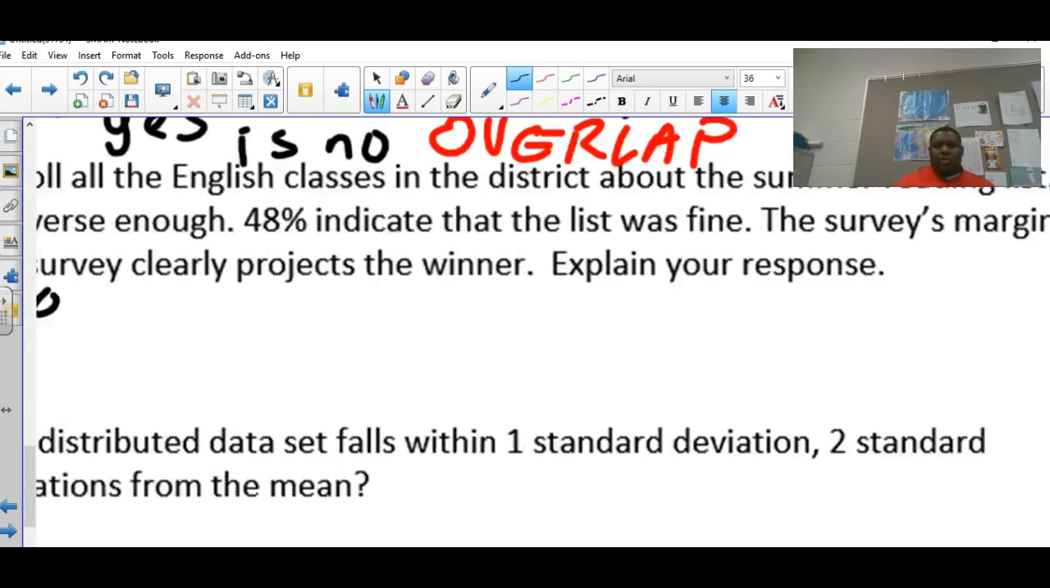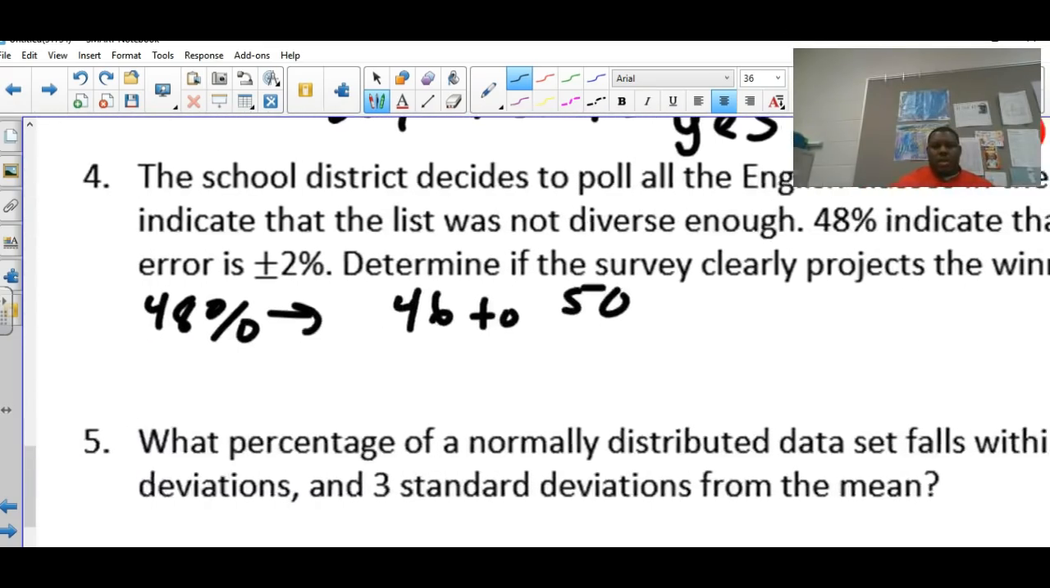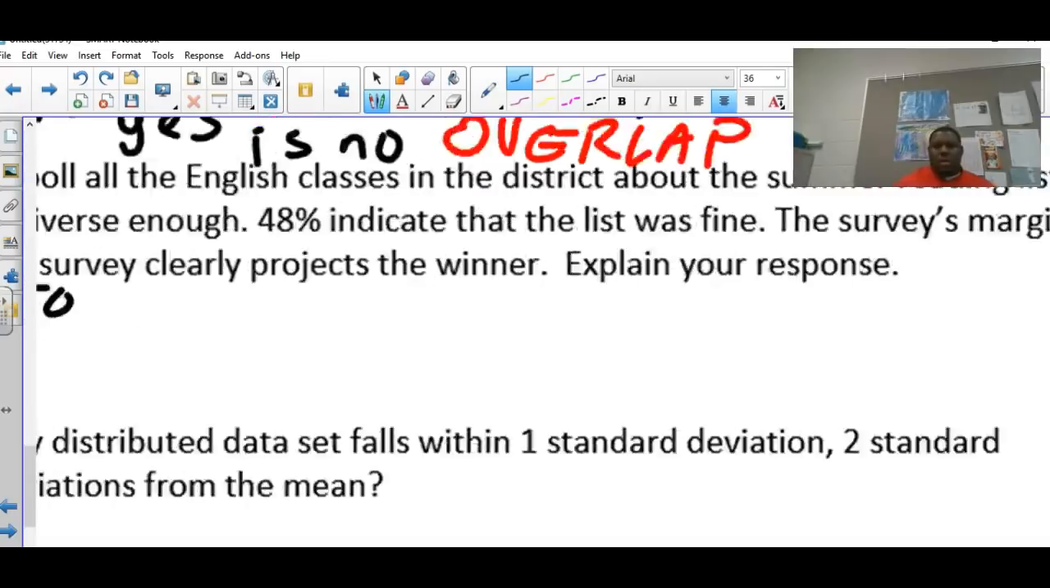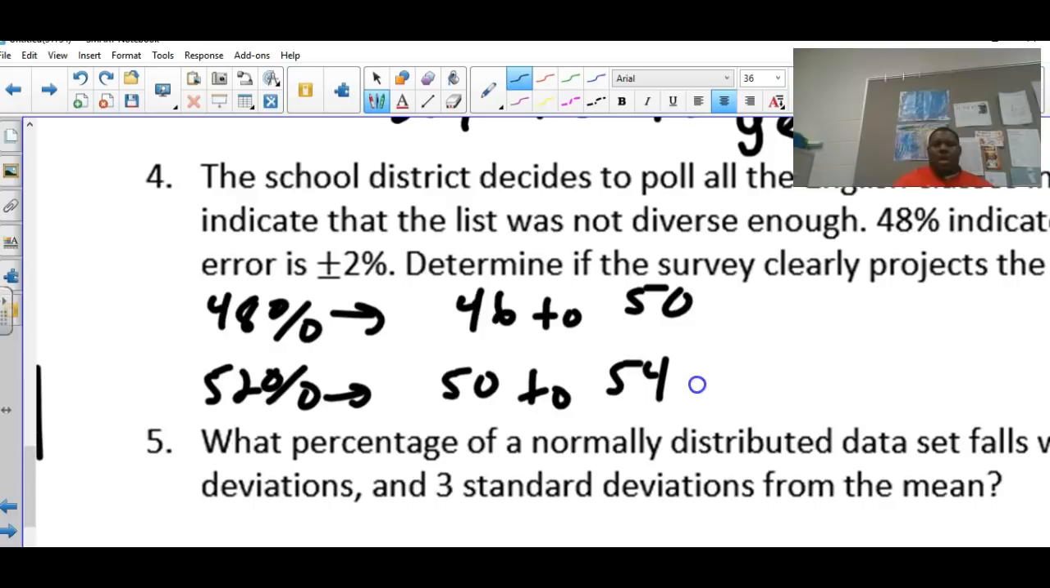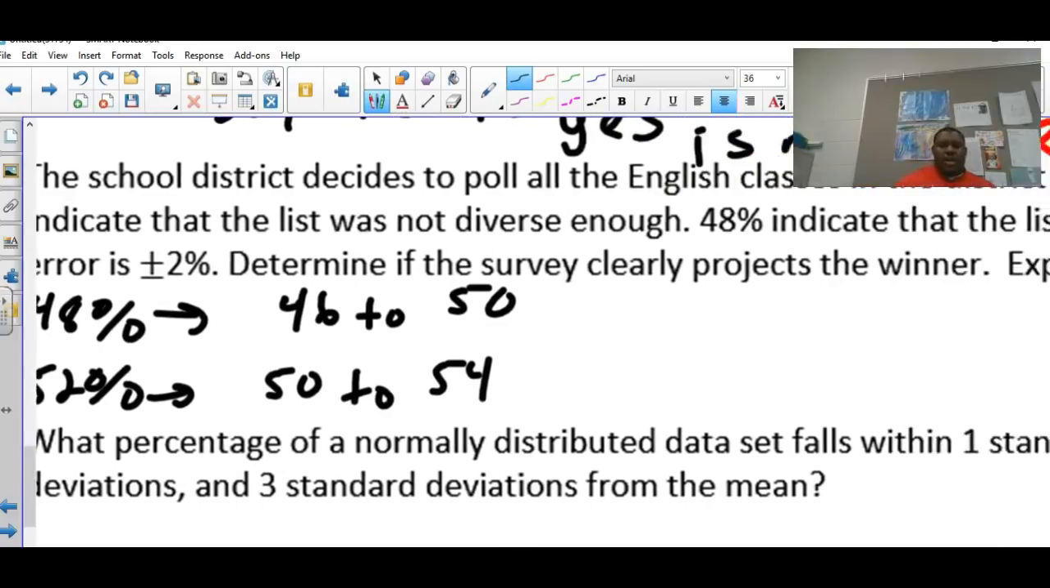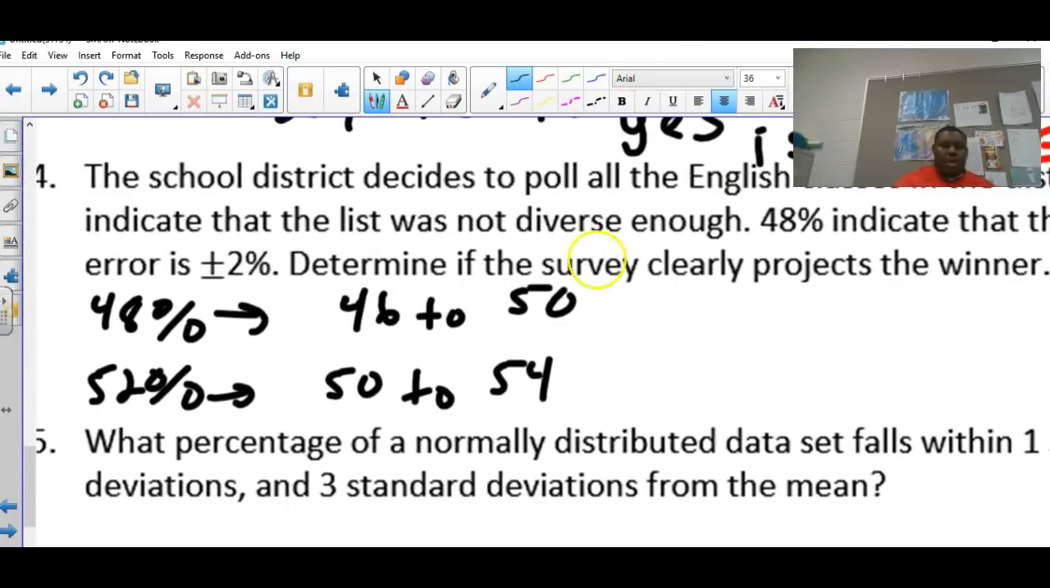Then for the other one, it was 52%. Yep, 52%. The interval here is 50 to 54%. So now, again, does it contain a winner? Well, look at this math right here. Look at the intervals: 46 to 50, 50 to 54. Uh-oh. I see the same thing.